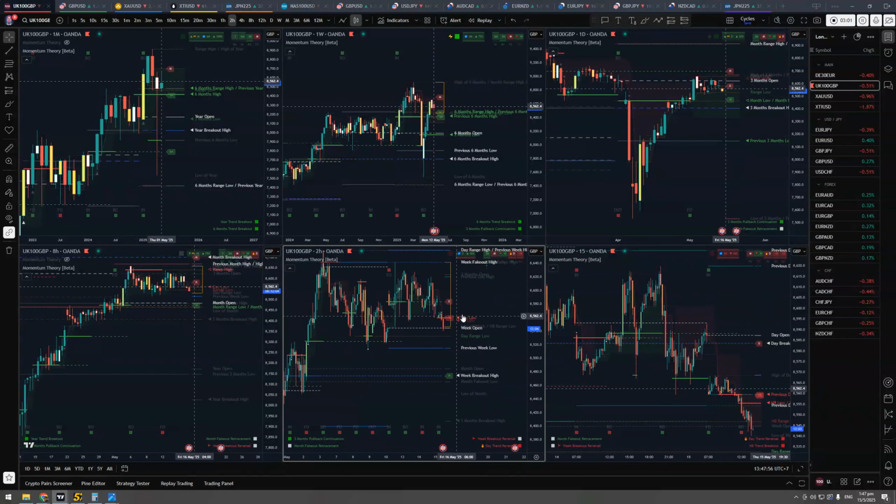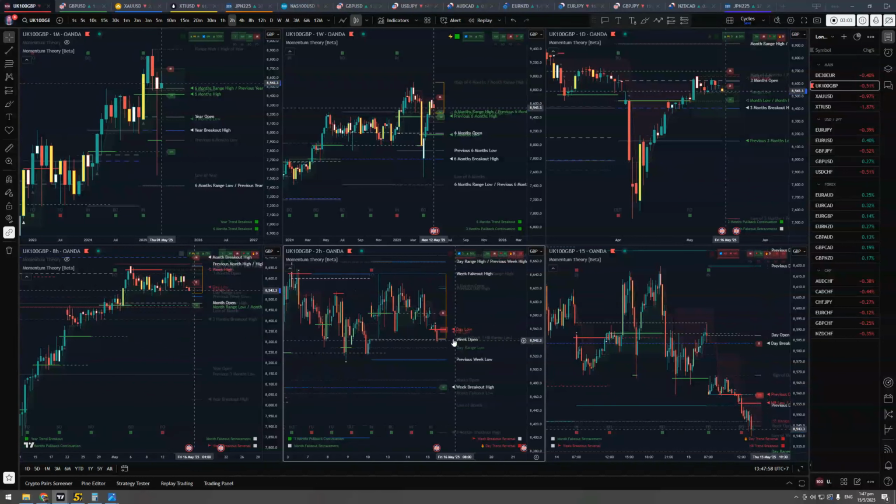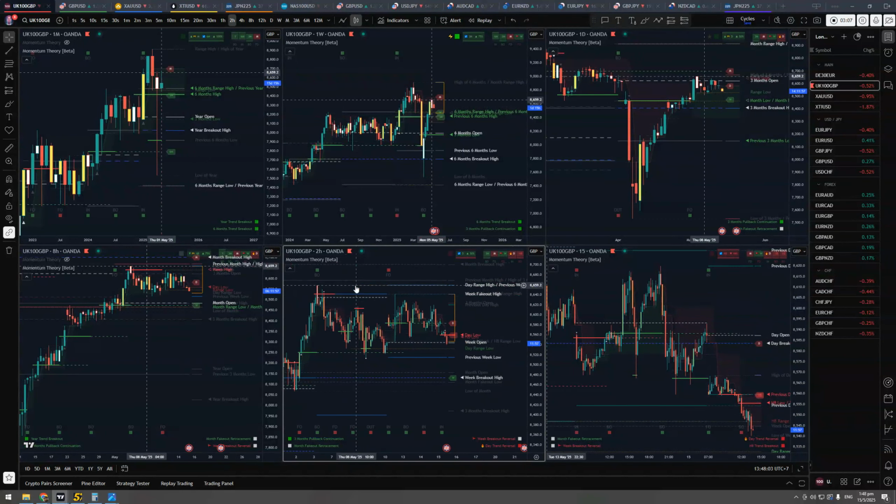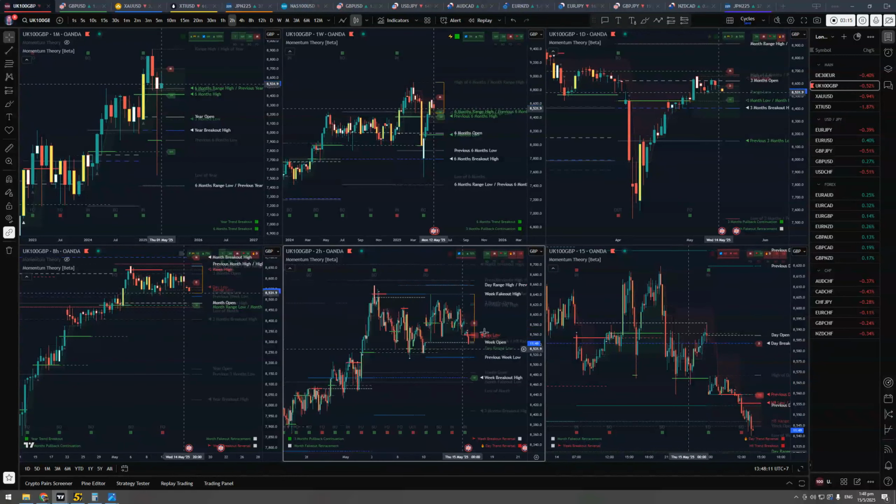Setup is faking out that previous day low. So we have broken out below previous day low. I need this to get back up in order for me to be interested. But I can immediately see that we're in a range here. Day range low. We have triggered that low of the range. So I am bullish on this move. So this does make sense.